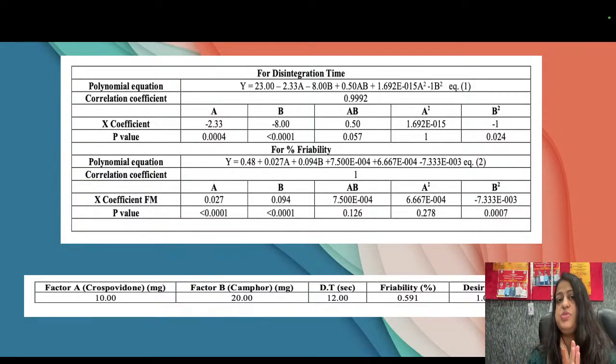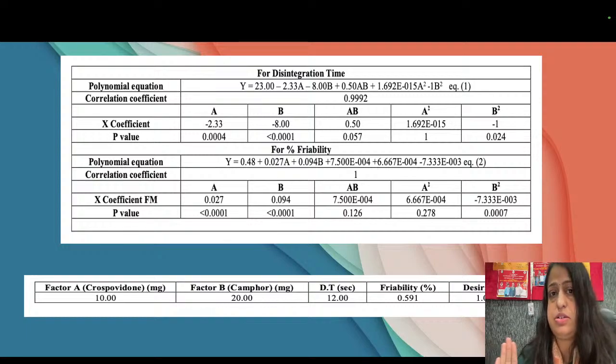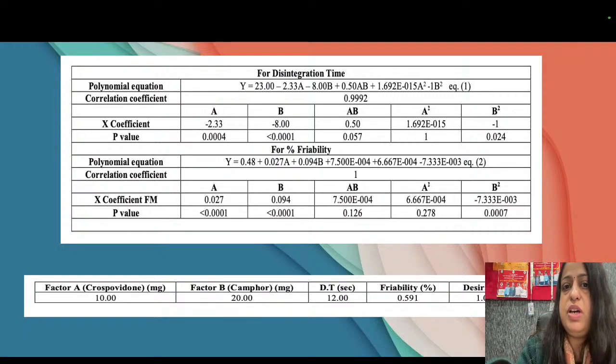Okay, so that's why it is very much necessary. That's why I have chosen these two parameters as the dependent parameters, because these responses will be directly affected by the change in the concentration of the independent factors. So this is the polynomial equation.